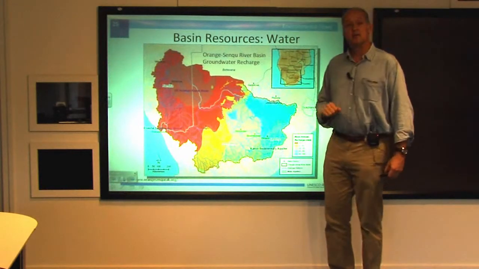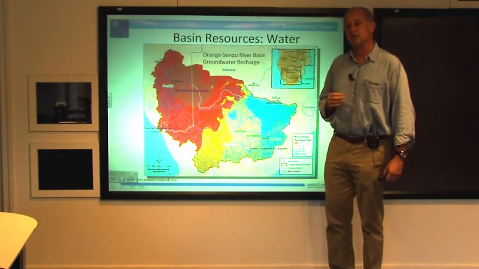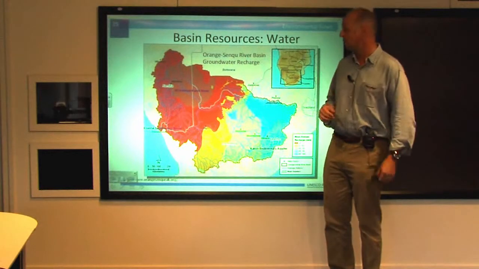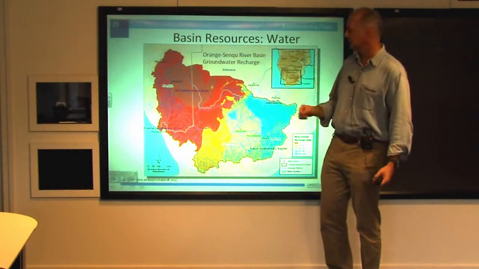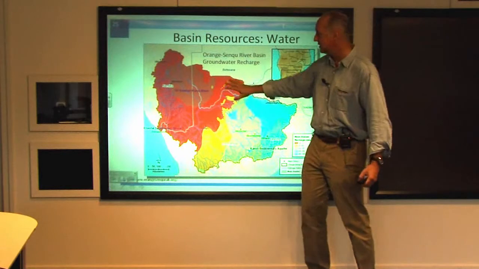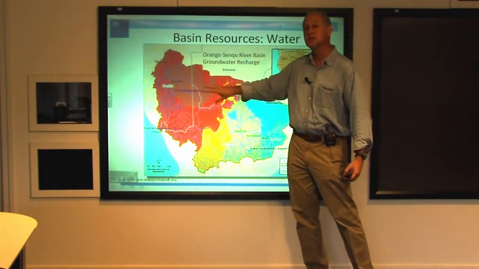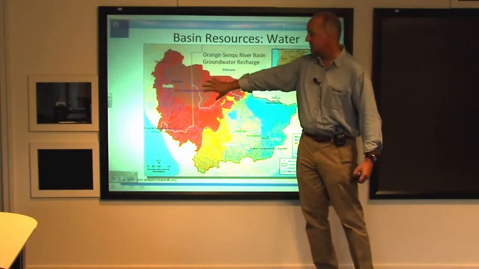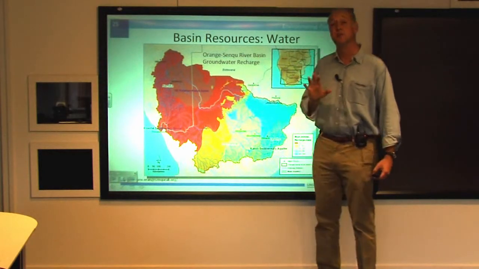And in this case, we also have information on what is the recharge rate of those aquifers. Are they replenished regularly with water? And what we find, not surprisingly, is that in the more arid west of the basin, the aquifer is actually recharged at a very low level. That tells us that this is an aquifer that's very vulnerable.